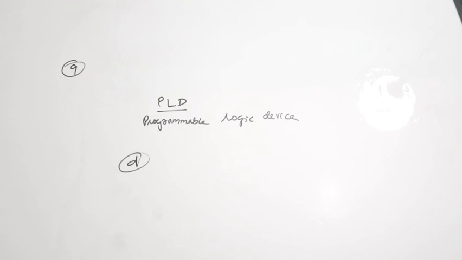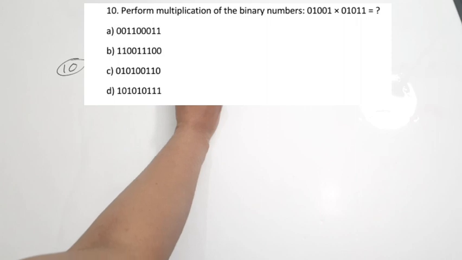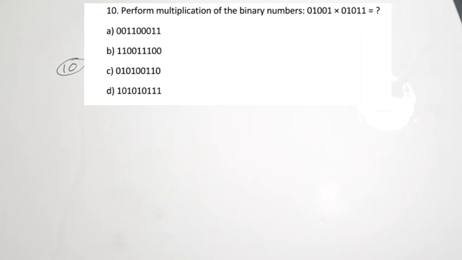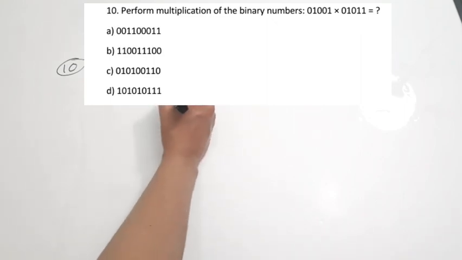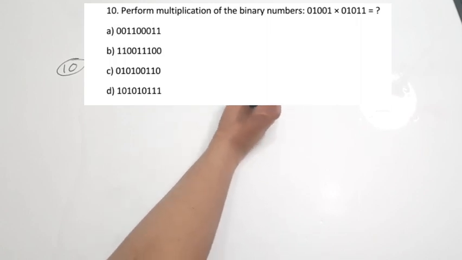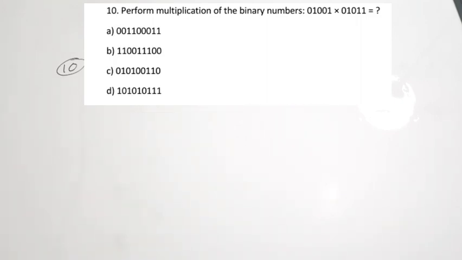Okay, next question, that will be the last question of this video. 10th question is to perform a binary multiplication, and the numbers you have to multiply are, I'll write the numbers here, 0, 1, 0, 0, 1. That is the first number. And the next number is 0, 1, 0, 1, 1. So these are the two numbers. You have to take the product of these two numbers. 0, 1, 0, 0, 1 and 0, 1, 0, 1, 1.